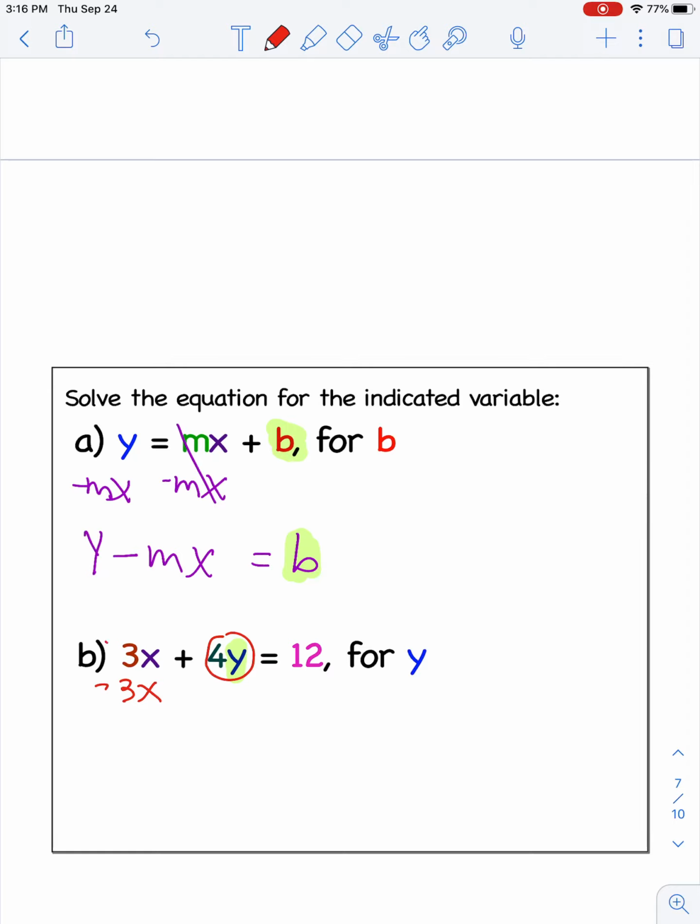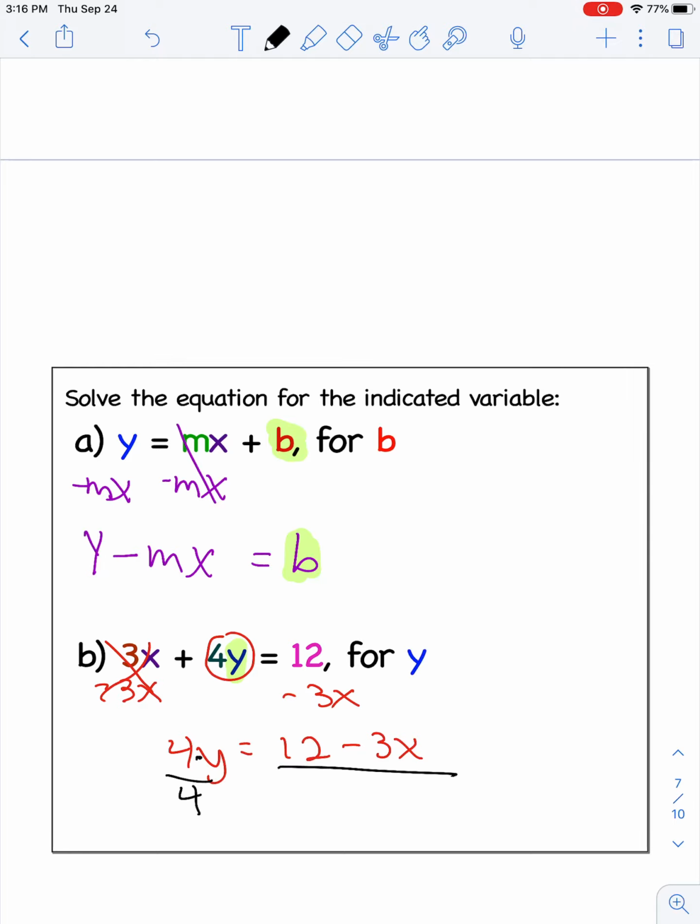Since I have 3x's, I can subtract 3x and it will add up to 0. So now I get 4y is equal to 12 minus 3x. Or I could put it as negative 3x plus 12, either way. And then now, in order to get y by itself, I have to do the opposite of multiplying by y. I have to divide by 4, excuse me.